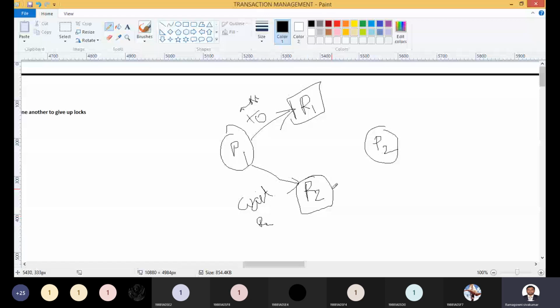R2 is assigned to P2 resource. P2 is waiting for R1 resource. That means both are in waiting state. So there is no chance to get a successful transaction. So that is called deadlock state.